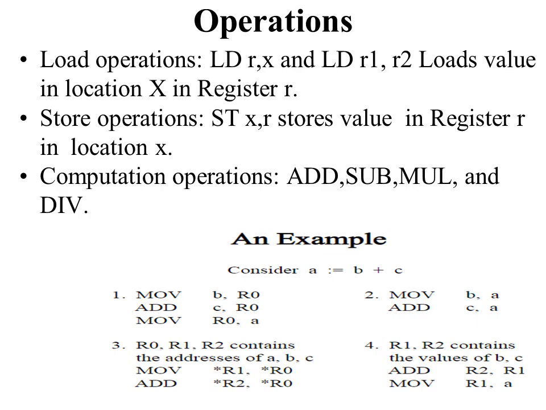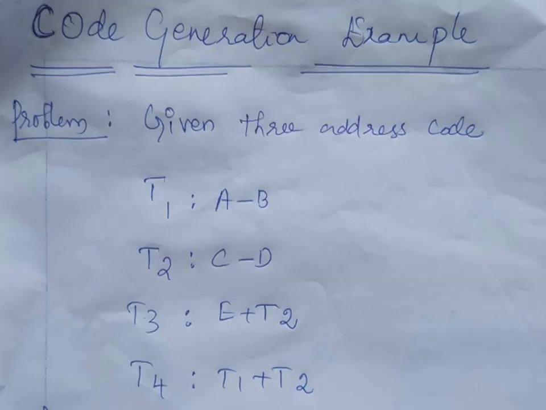For example, consider A equal to B plus C. The operands are A, B, C, and the equal sign and plus are the operators. By using the registers R0 and R1, we store the values in the given registers.